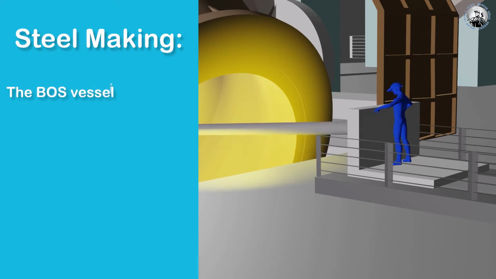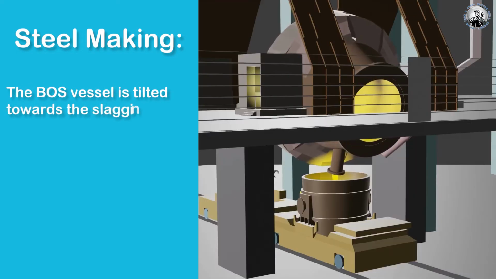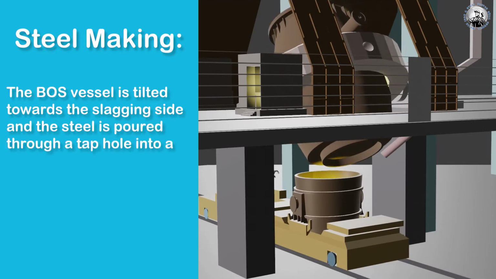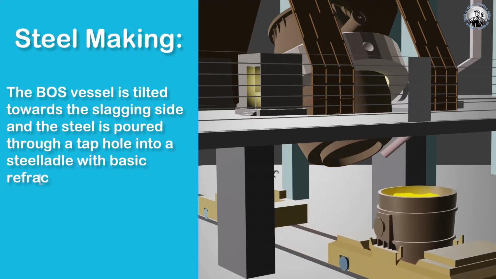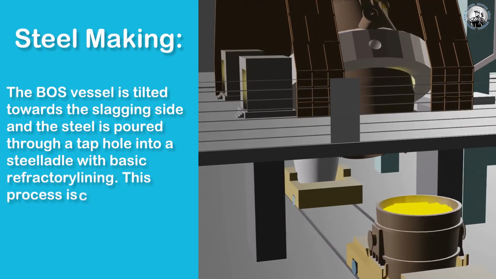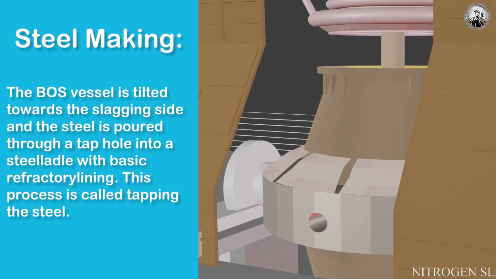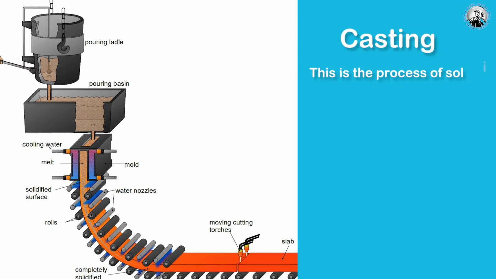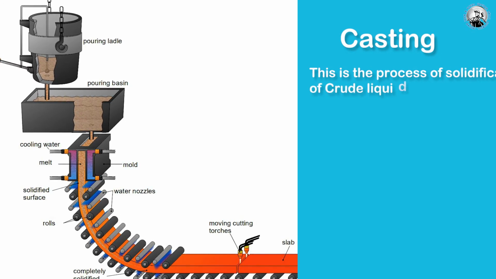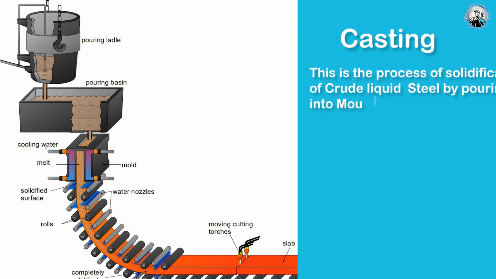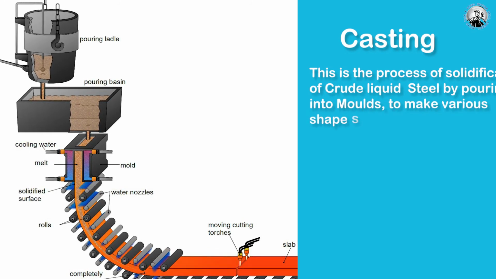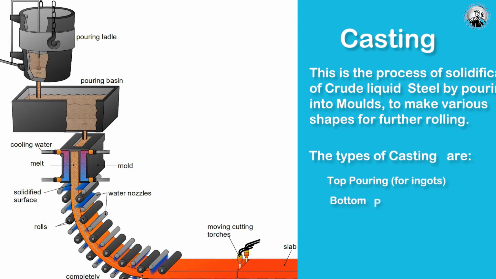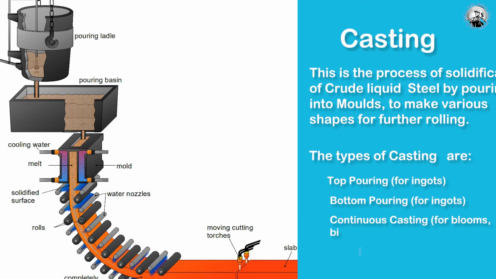The BOS vessel is tilted towards the slagging side and the steel is poured through a tap hole into a steel ladle with basic refractory lining. This process is called tapping of steel. Casting. This is the process of solidification of crude liquid steel by pouring into molds to make various shapes for further rolling. The types of casting are top pouring, bottom pouring, continuous casting.